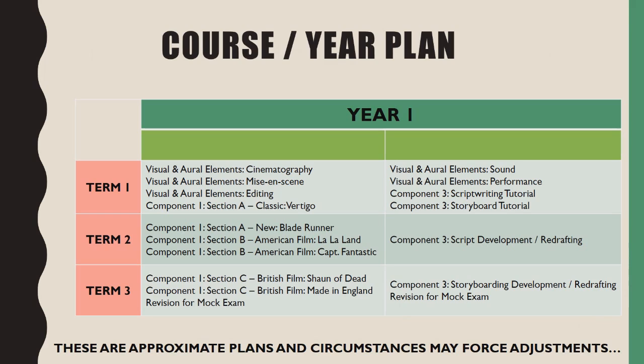And then we move on to term 3 and we're now up to section C, which is British film, and we're studying 2 films, Shaun of the Dead and This Is England. And then we'll be continuing our coursework, so we'll basically be further developing our storyboard and we'll possibly be redrafting our script. So that's a brief overview of the course.